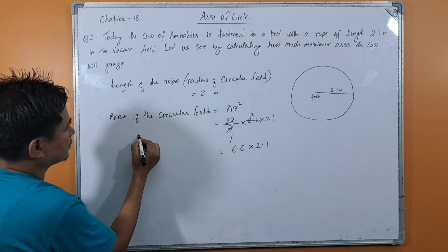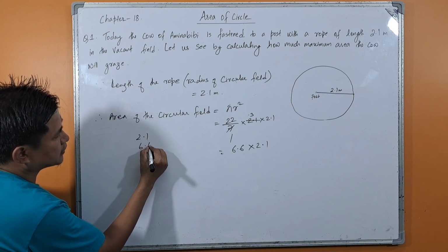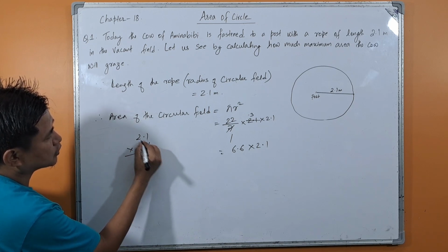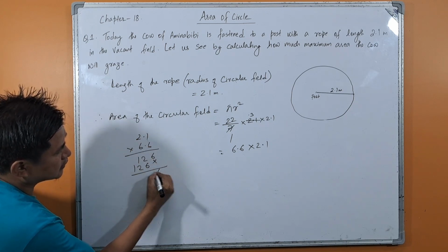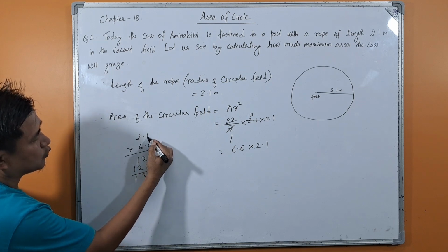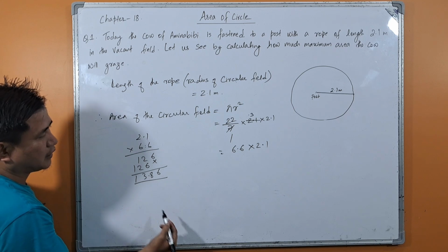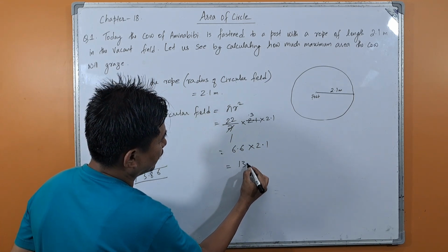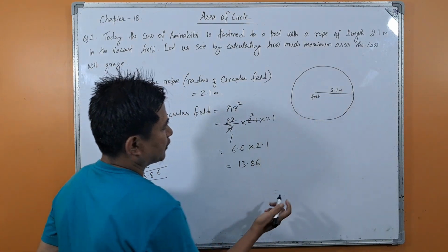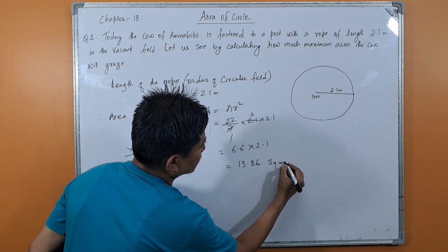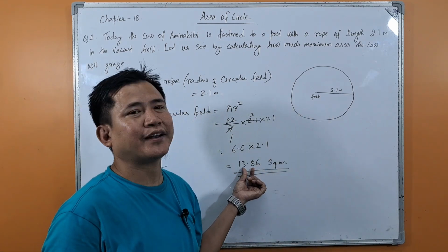Now let us multiply this. 2.1 into 6.6. 6 1 is 6, 6 2 is 12, 6 1 is 6, 6 2 is 12. So this is 6 8 3 1. We have decimal point before 1 and 2 digit, so we put a decimal point before 2 digit. 13.86. We have meter as unit we are using, so square meters. So the maximum area that cow can graze is 13.86 square meters.